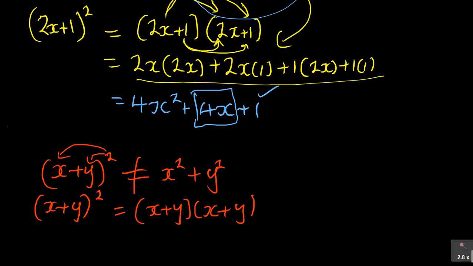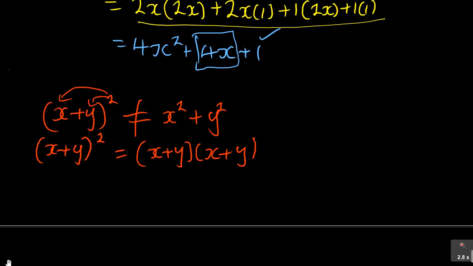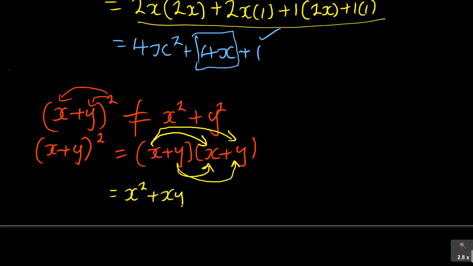And then what you need to do is follow your normal expansion where the x multiplies the x and the x multiplies the y and the y multiplies the x and the y multiplies the y. And then your answer from here will be x times x, which is x squared, x times y, it will be xy, y times x will be yx, which is same as xy, y times y is y squared. Then your answer becomes x squared plus 2xy plus y squared.